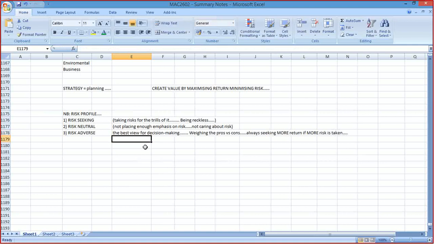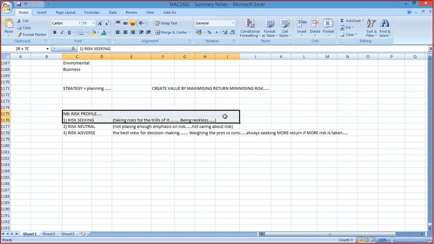Okay, so let me ask you this. When you decided to rent out the studio, were the pros more than the cons? Yes, they were. And that's why you did it. If the cons were more than the pros, would you have still rented out the studio? No, you wouldn't have. Because then you would have been seeking risk. Do you agree? You would have been reckless.